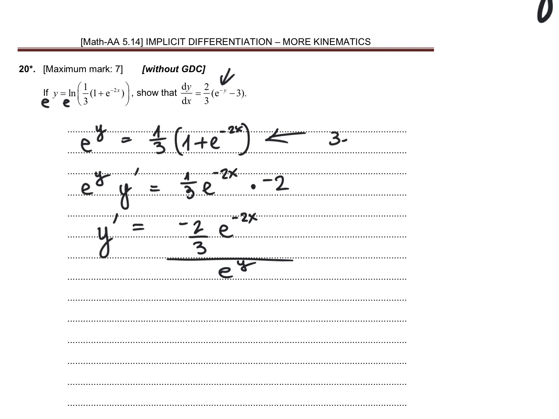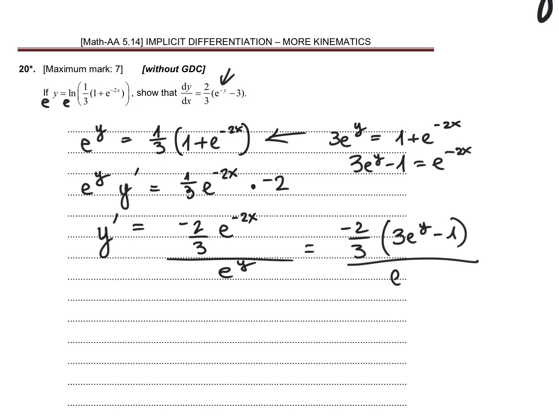So we're going to have 3e to the y equals 1 plus e to the negative 2x. So we can subtract 1 and now substitute. So we're going to have negative 2 over 3 e to the negative 2x is 3e to the y minus 1 over e to the y. So now, let's distribute. So we're going to have negative 2e to the y plus 2 over 3 over e to the y. So each thing is over e to the y.